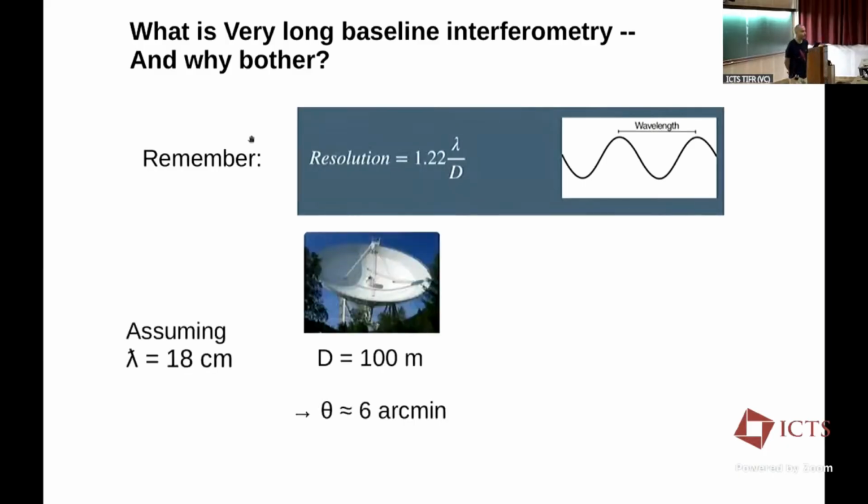Now let's assume we're observing at my favorite frequency, which is 1.4 gigahertz or 18 centimeters wavelength. And then let's assume we're observing with one of my favorite stations, which is the Effelsberg telescope, one of the biggest, which is 100 meters in diameter. If you do the maths, you end up at roughly 6 arc minutes full width at half maximum. So your beam size is about 6 arc minutes.